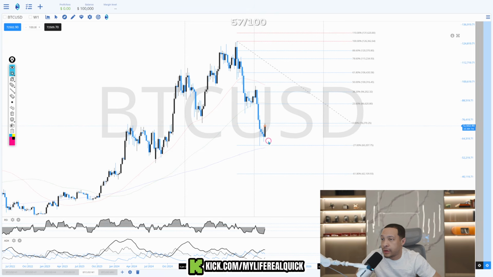All right. The question is just how much, because it definitely hit 60,000 and it hit TP1 and it bounced off this 200 SMA, which is relevant to the last 200 weeks of Bitcoin. All right.